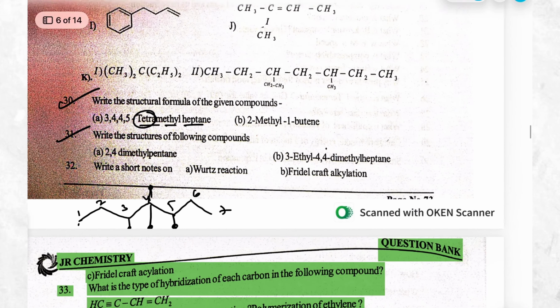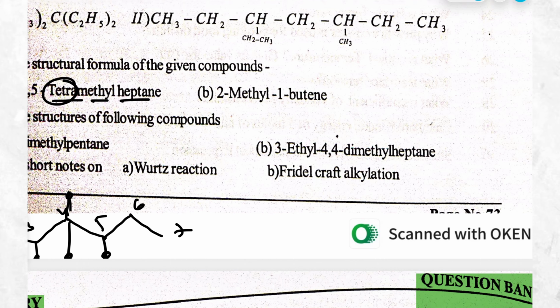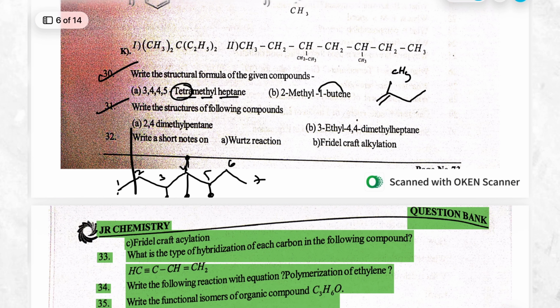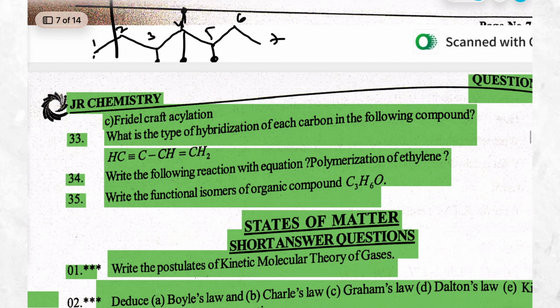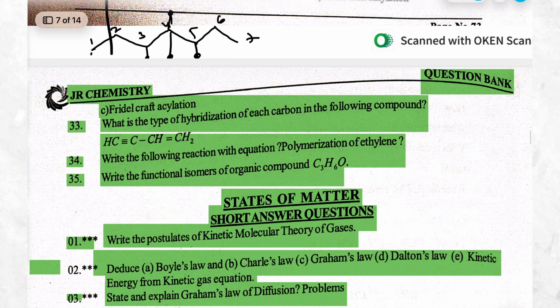Come here. See this: butane. 1, 2, 3, 4. Two methyl, two methyl. This is the compound name. How easy, simple questions. Clear? That is the way to find the remaining also. You can try on your own. Okay, student. That's it. Come to the next one.